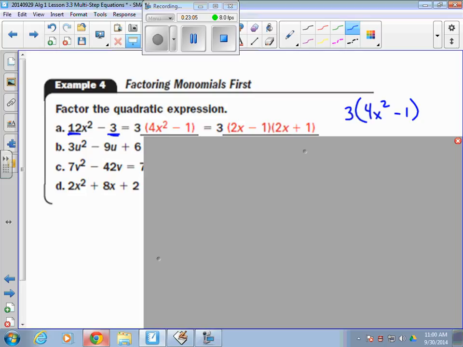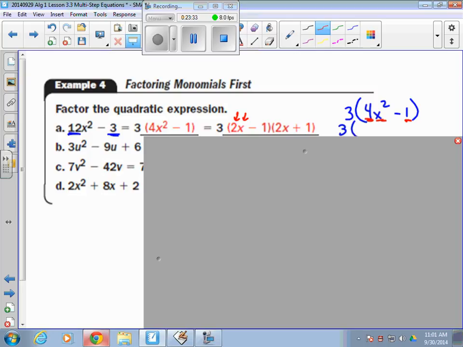So at that point, you have 3 times the difference of two perfect squares, just like a second ago. So that's why it becomes 3 times 4x squared minus 1. 4 is a perfect square, 2. X squared is a perfect square, x. And 1 is a perfect square. So that's why it says 3 times 2x minus 1 times 2x plus 1.